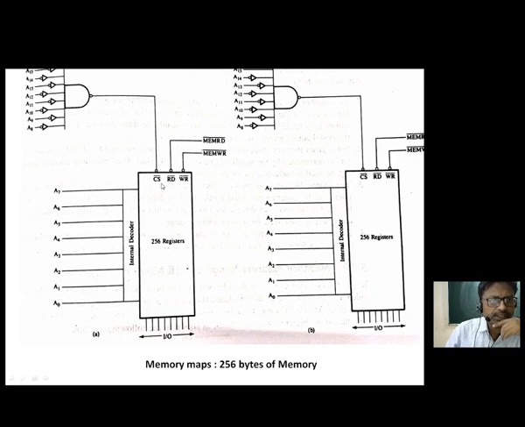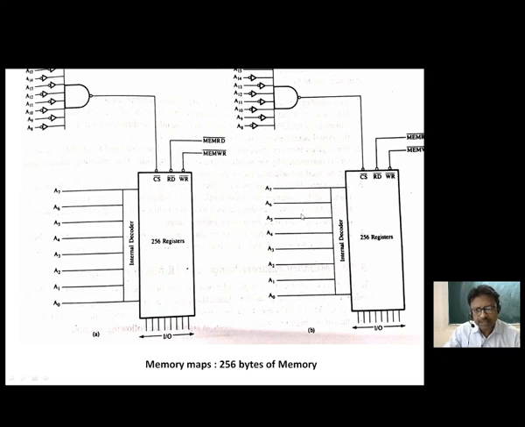Now how will the chip be selected? The chip will be selected if the output of this circuit is 0. How will the output of this circuit be 0? If all the inputs are 1. For making all the inputs 1, all the inputs A8 to A15 should be equal to 0. Only then will the inputs be 1, the output be 0, and the chip be selected. So the address will have all these values as 0, 0, 0, 0, and different values of A0 to A7.